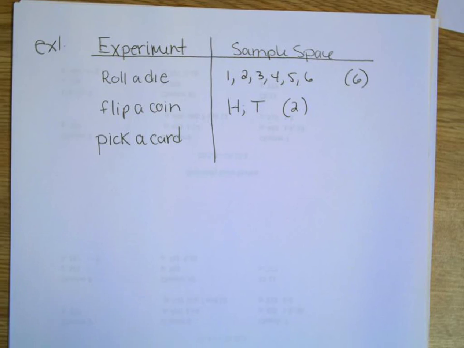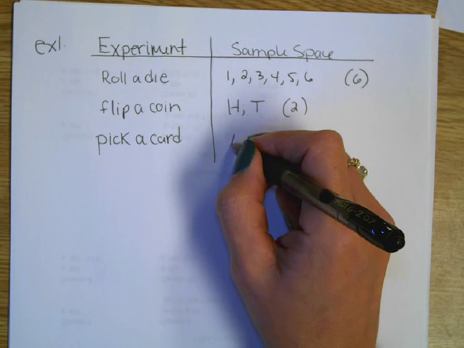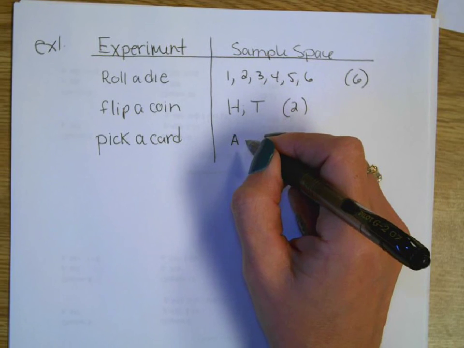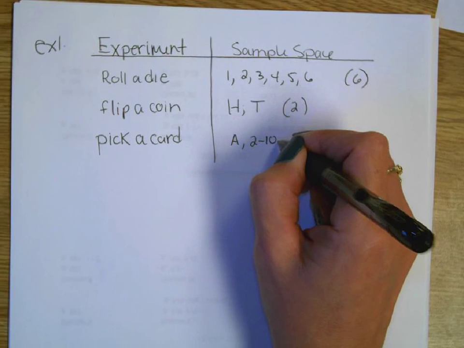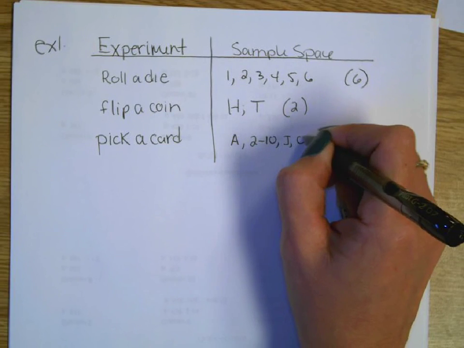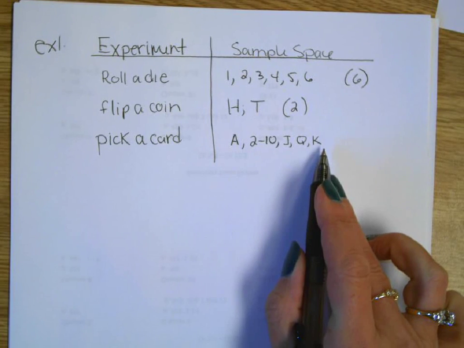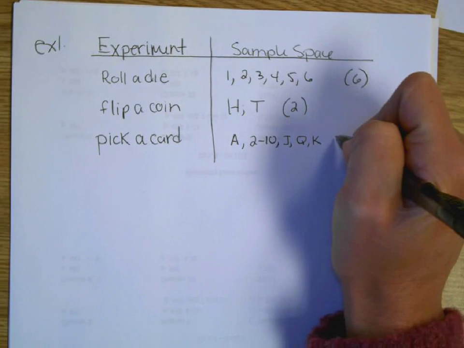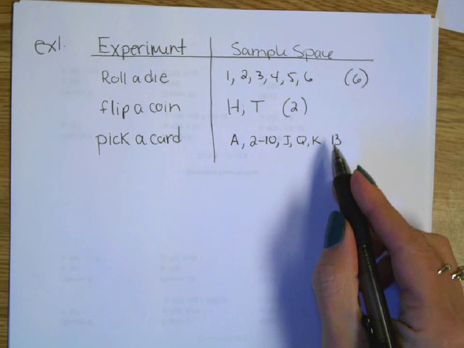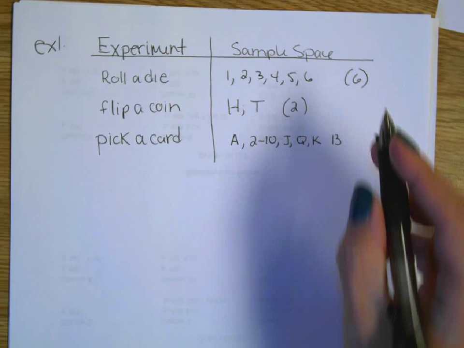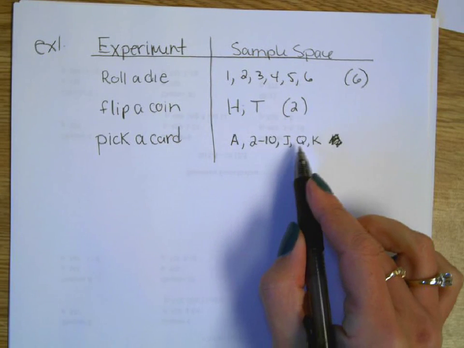So, a deck has ace, 2, 3, 4, 5, 6, 7, 8, 9, 10. And then they have jacks, queens, and kings. So that's a total of 13 cards. And they have those in 2 different colors and 4 different suits. So actually I'm going to write that off to the side. So we've got ace, 2 through 10, jack, queen, king.